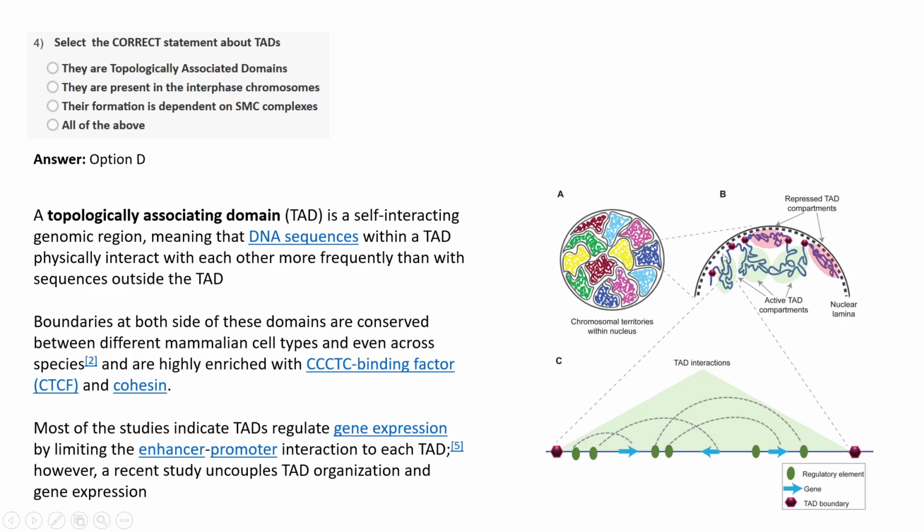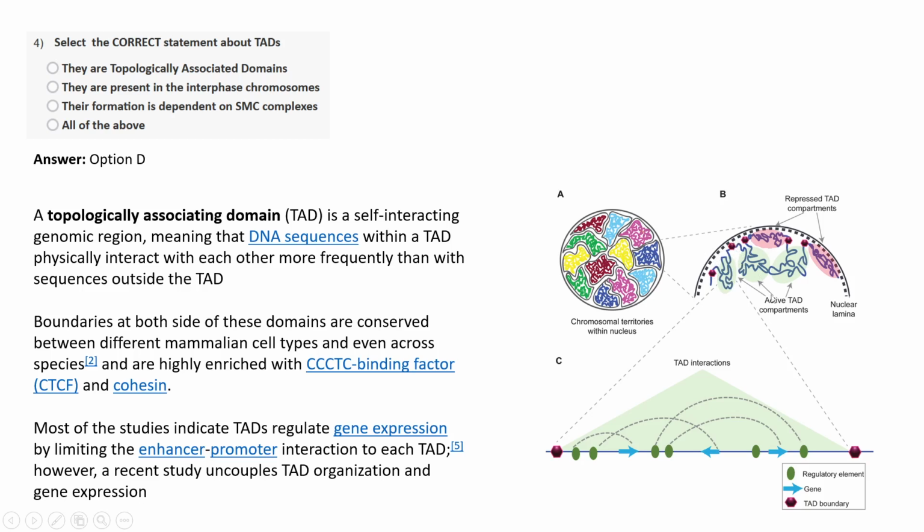And if these genes are closer to each other, the regulation of the gene will be better. For example, if the enhancer is present over here and the promoter is present over here, and this promoter is brought closer to the enhancer, then the expression of this gene will be better compared to if they are apart from each other, because enhancer and promoter need to physically interact with each other for gene expression. So that is called topologically associated domains, which helps in efficient gene expression.